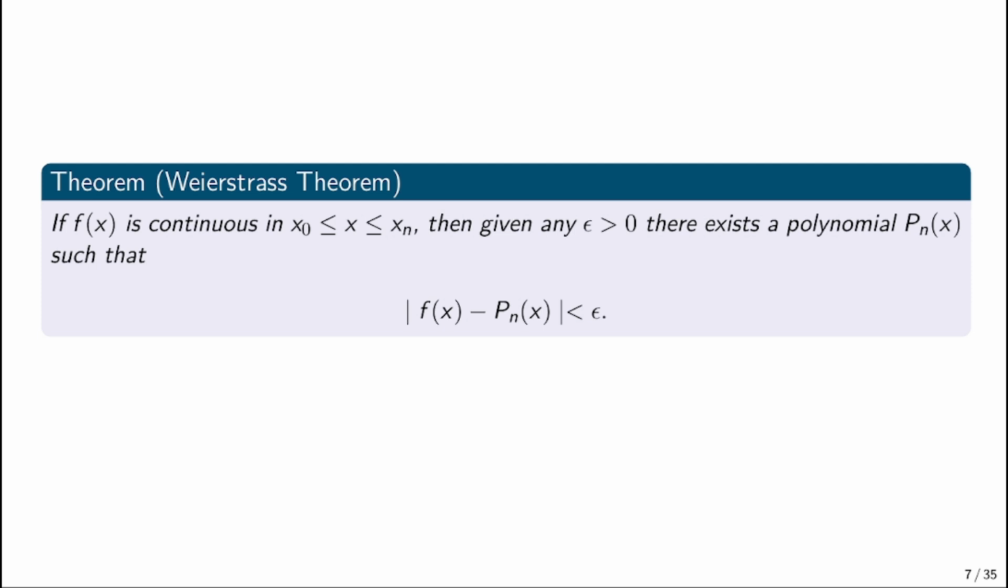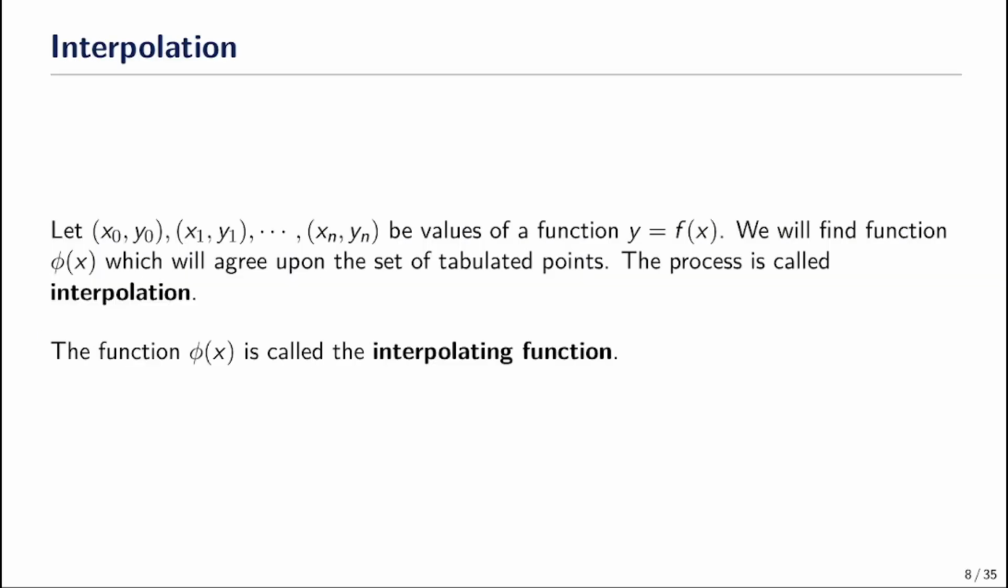The theory behind interpolation is Weierstrass theorem, which states that if f of x is continuous in an interval x0 to xn, then for any epsilon greater than 0, we can find a polynomial Pn of x such that the absolute value of f of x minus Pn of x is less than epsilon. In other words, we can approximate any continuous function through a polynomial always.